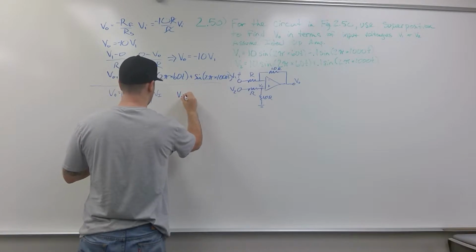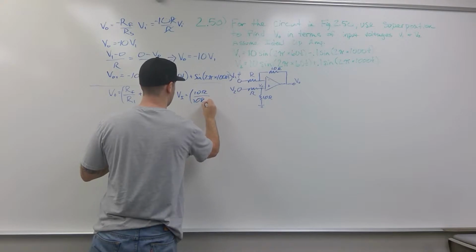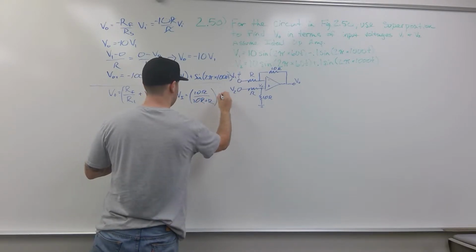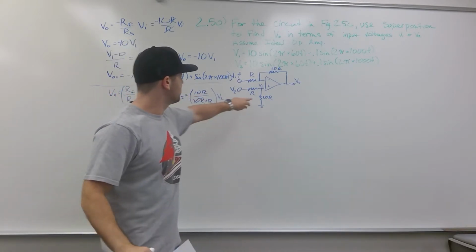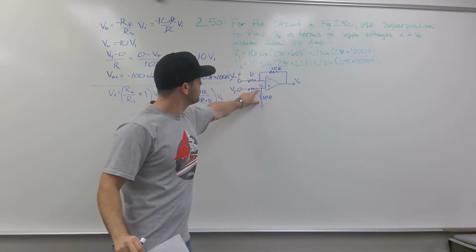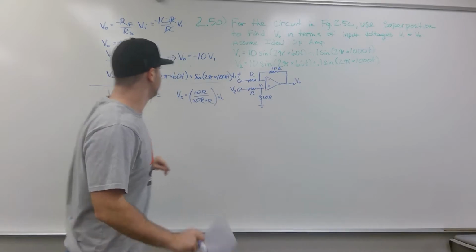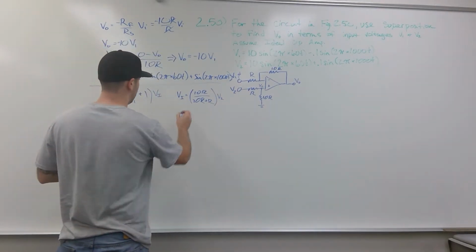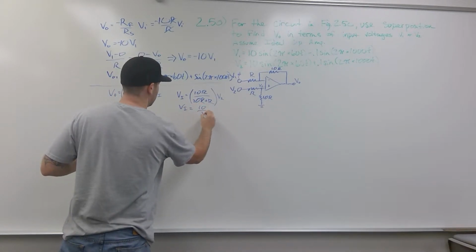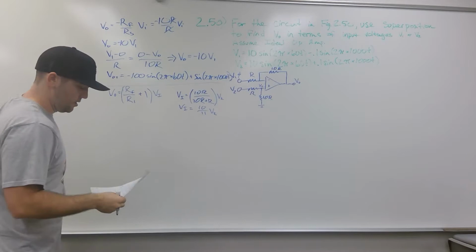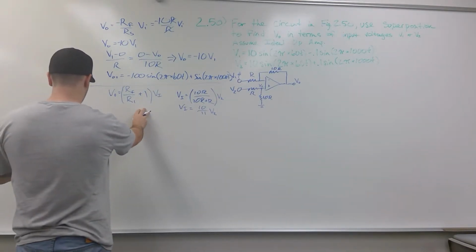So VI equals 10R over 10R plus R times V2. We're doing 10R over 10R plus R because the voltage drop across this resistor is going to be the same as the voltage at this node. So VI is going to end up equaling 10 over 11 V2. So now you can plug all of that back into this equation.